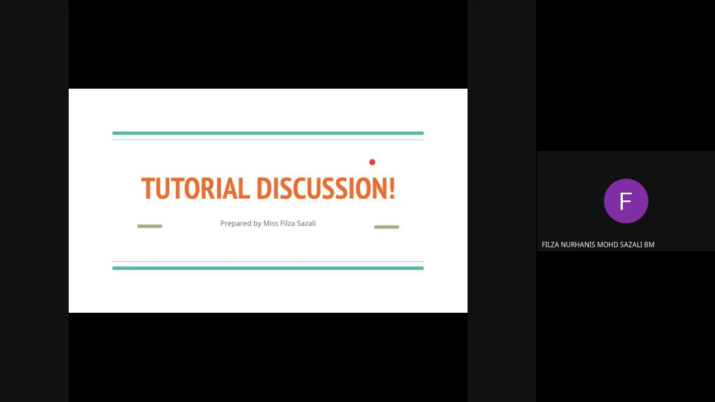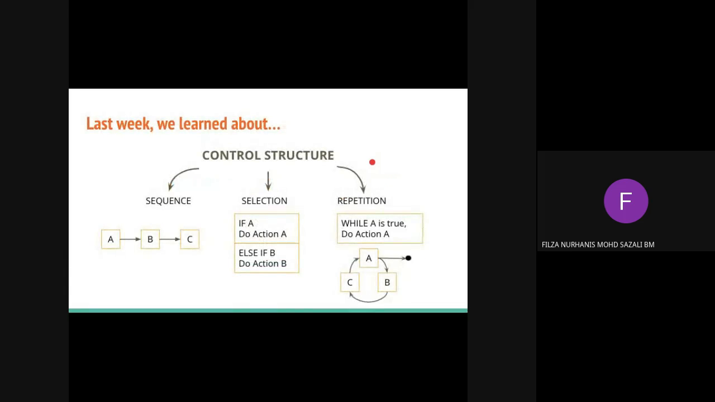Okay, based on tutorial 2 and tutorial 3. Alright. So before we begin our tutorial discussion for today, let's have a look at what we have learned for 2.3 control structure. In control structure, we have 3 types. The first one is sequence. You go one by one, which is A to B, B to C. And then the second control structure we learn is selection control structure, which is if A, do action A, else if B, do action B. Okay, that is for selection.